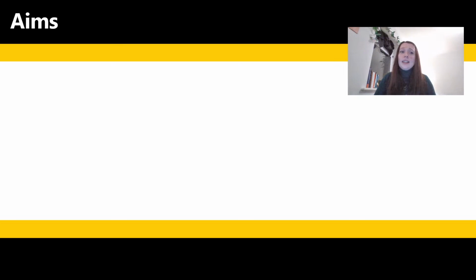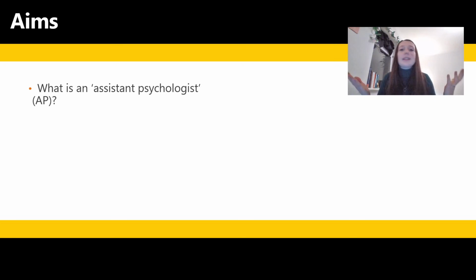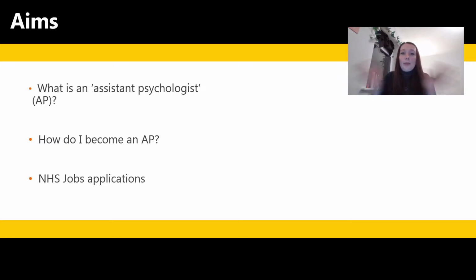So tonight, my aims are: we're going to look at what is an assistant psychologist, a very brief overview of what that job entails. How do I become an AP? What is the application process for NHS Jobs? This is solely for NHS applications. Lots of the tips and tricks can be used for non-NHS applications as well, but this is just focused on NHS ones. The aftermath: what happens after you've submitted your application? And some top tips, my absolute top tips for you if you are applying for your assistant psychologist positions. And then we'll have space for a Q&A afterwards.